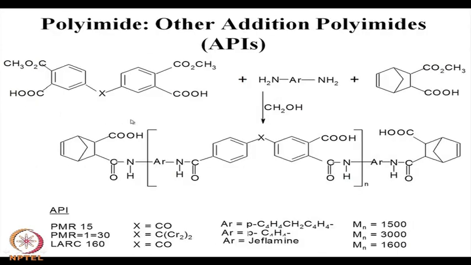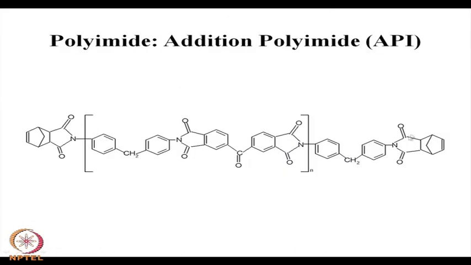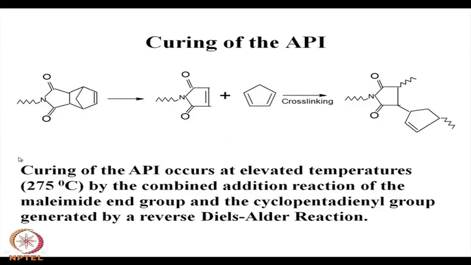Once again, I am going back to this thing, this end group, these are the end groups. These end groups break into maleimide and cyclopentadienyl group. Now, these two groups, once formed from the end groups of that addition polyamide, help in undergoing cross linking reaction in this form.